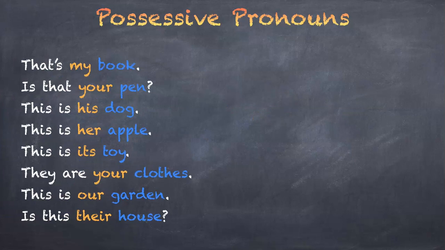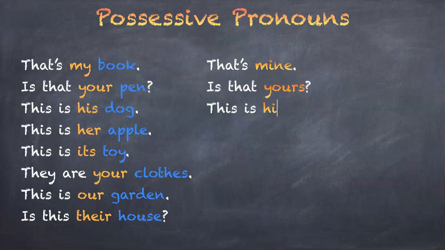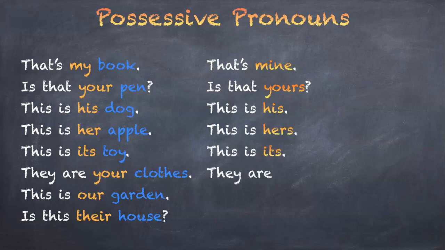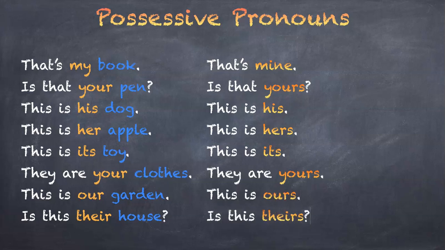So here are the examples from before again, and when you start with that's my book, then you can replace it by that's mine. Is that your pen? You can replace it with is that yours? His dog becomes his, her apple is hers, its toy is its, and they are your clothes, it becomes they are yours. This is our garden, this is ours, and their house is theirs when you only use a possessive pronoun.